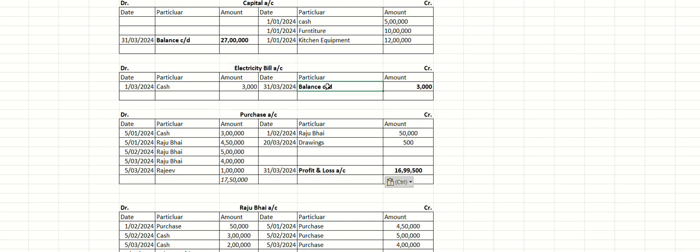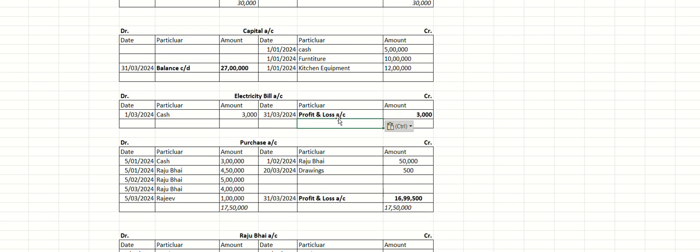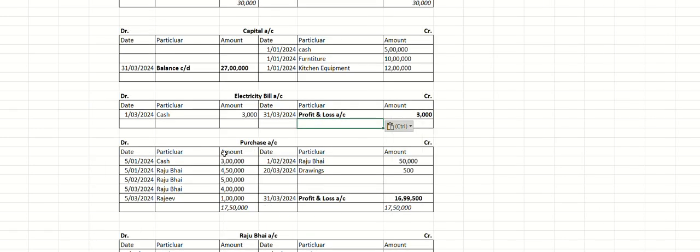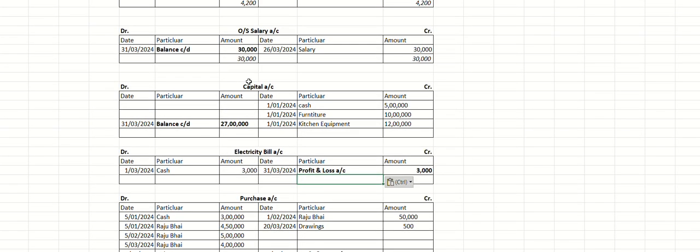Electricity bill, of course, is an expense. So we will write it as profit and loss account. The amount is in credit side. So then we move to trial balance. Electricity bill, the amount is written in debit side. So the logic is simple, write it at the opposite side.